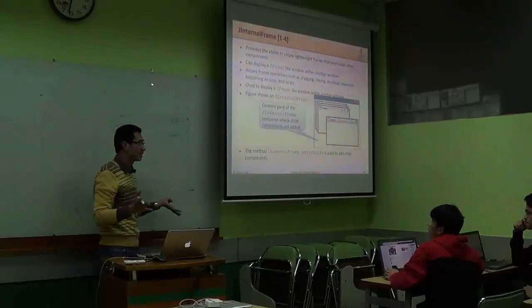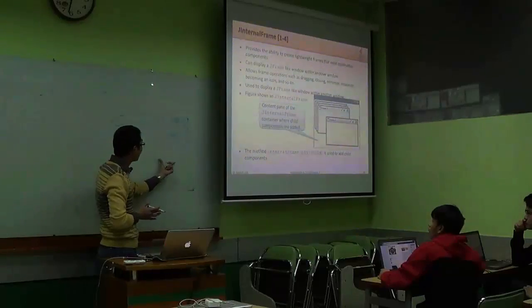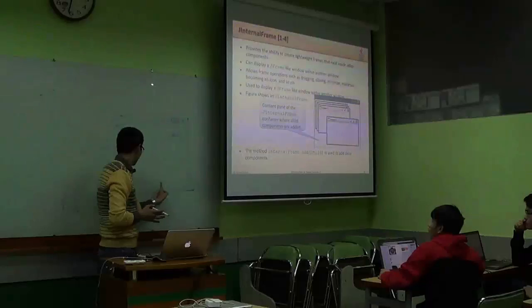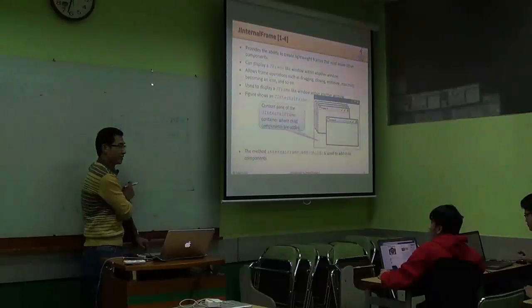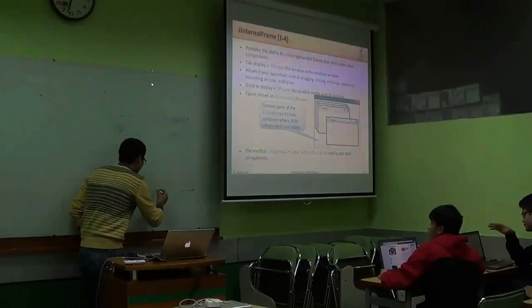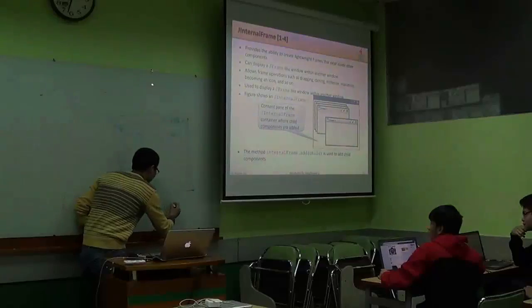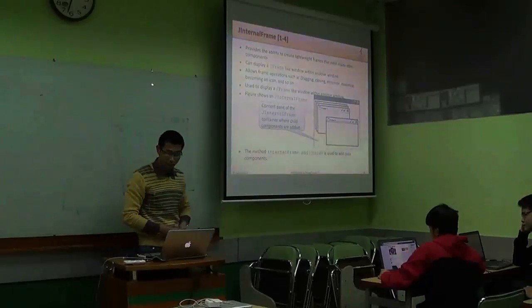And what I'm asking is, this J-internal frame must be placed as the child of a special purpose container. What is this special purpose container? It cannot be put directly under the J-frame itself. It must be put under the special purpose container. What is this container? It's J desktop pane, exactly. So this must be put under J desktop pane. This is what we studied last time. I'm just checking quickly.